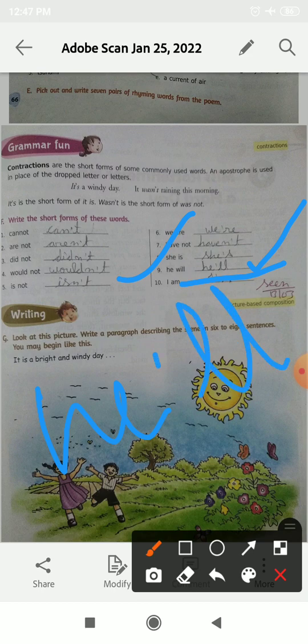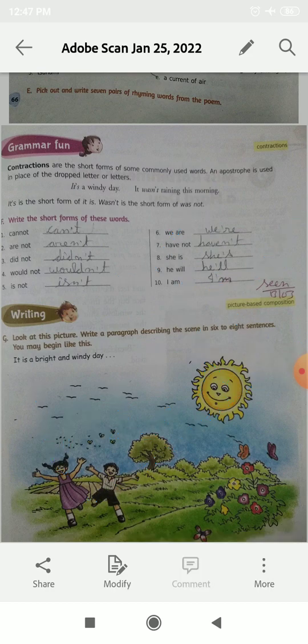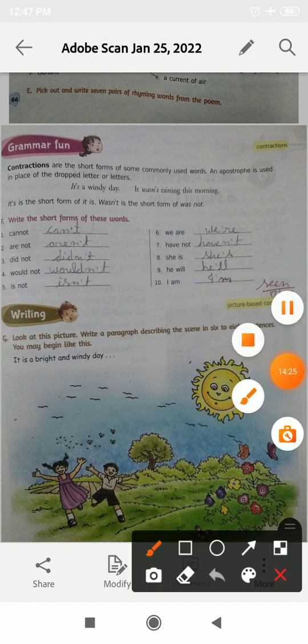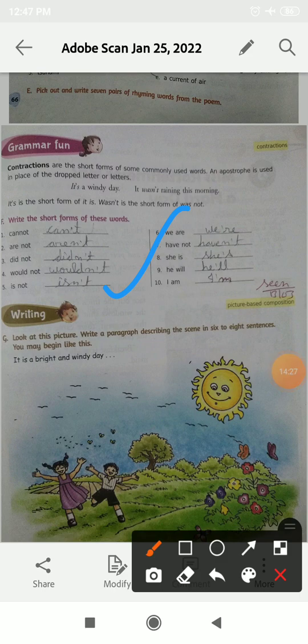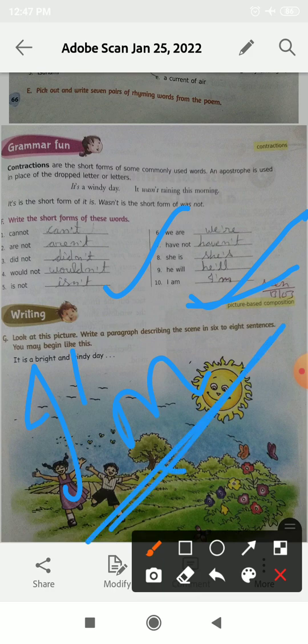Okay, so students, now next and last number, that is number 10. And here the 10th word is I am. And in the given space you have to write the short form of I am. And you have to write it like this. This is the short form of I am.